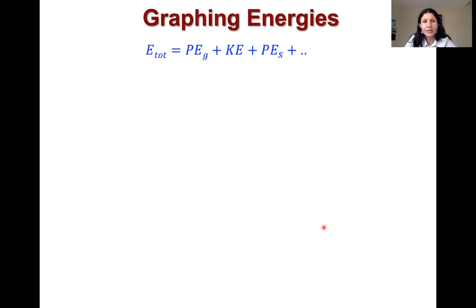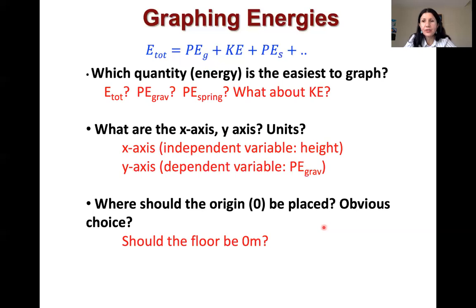Okay, so just a couple of things to keep in mind when you're doing these plots. First, you have to think about what exactly your total energy consists of. What are the energies involved? Do you have gravitational? Do you have spring energy involved? And so on. Then you want to ask yourself, which energy is the easiest to graph? And by easiest, really what it means is what information are you given?